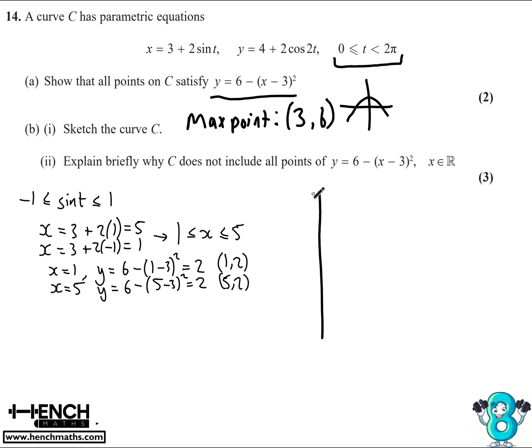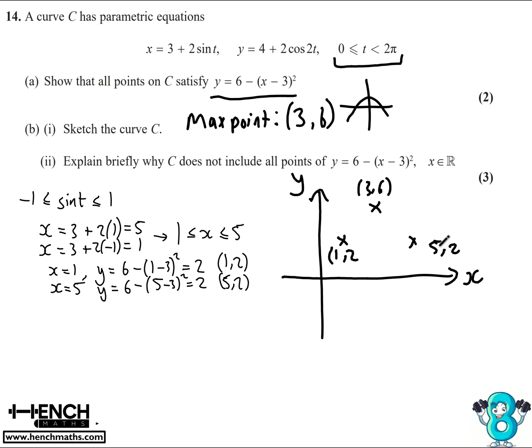So we're going to draw our set of axes. I advise you use a ruler and pencil, and then I'm going to label these points. Always label your axes. So we've got (1, 2). We've got (3, 6). And 3 is nicely in the middle of 1 and 5, and then we've got (5, 2). So it's a parabola, and the maximum's here, so we're going to get this sort of shape, something like this.